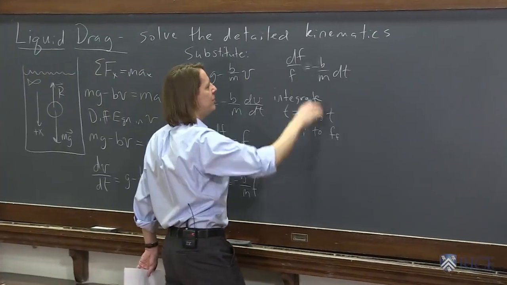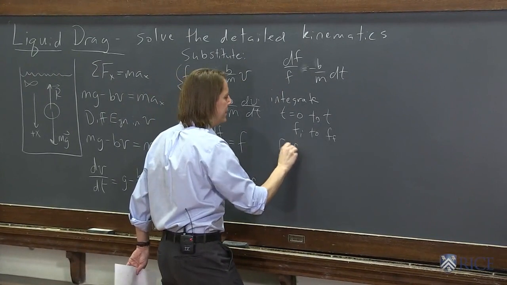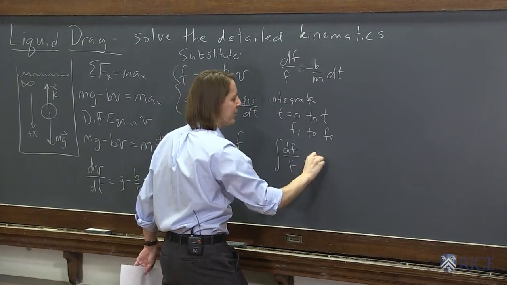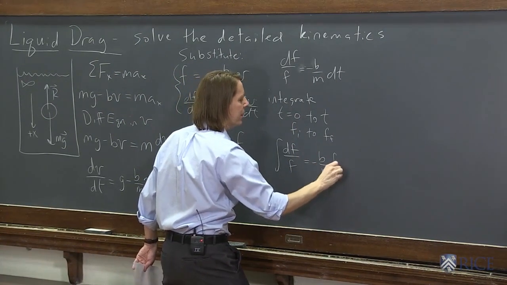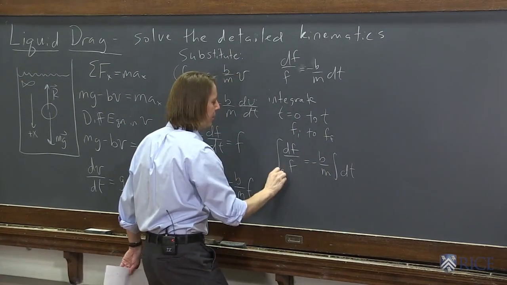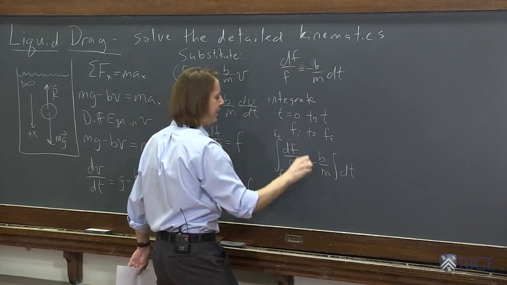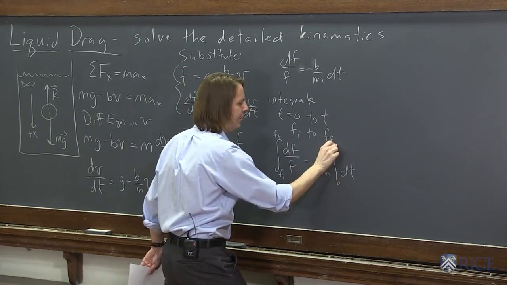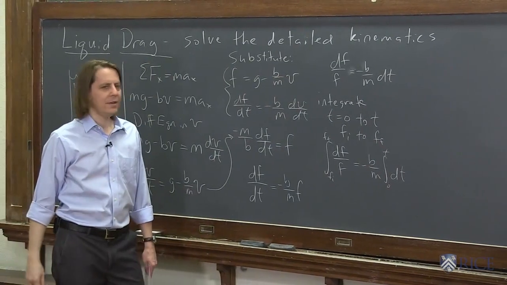Okay, so we're going to do that integral then. So it's the integral of df over f equals minus, I'll pull the constants out, b over m integral dt. So this is from f initial to f final, df over f, and b over m integral from 0 to t.